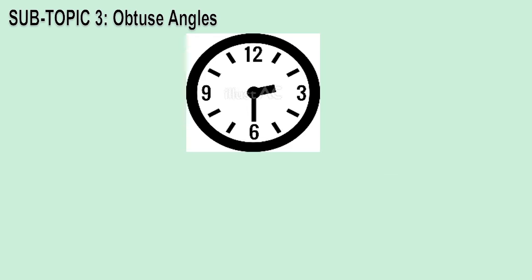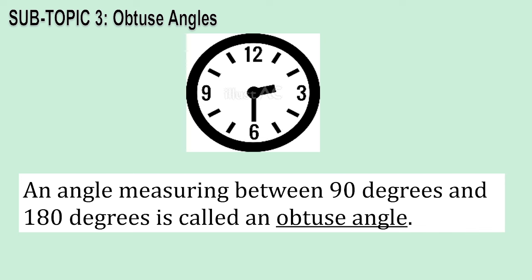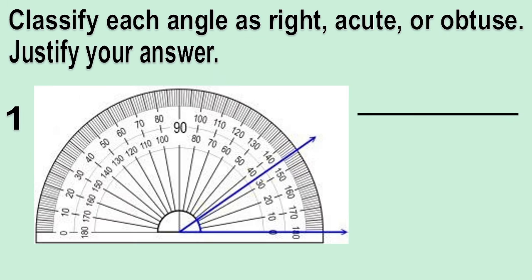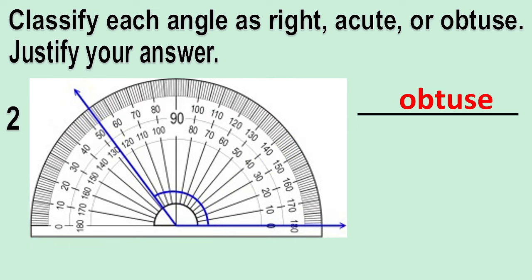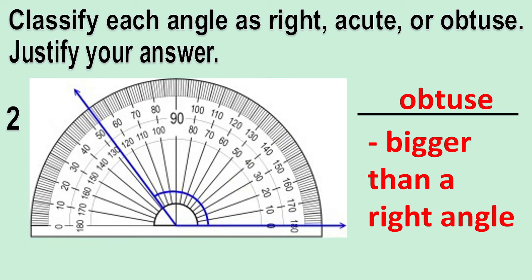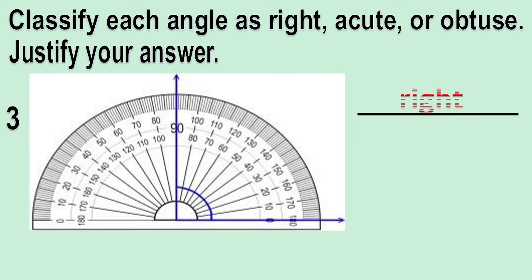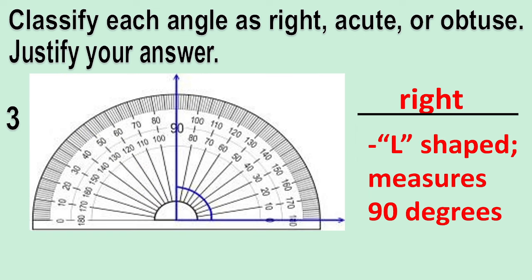Subtopic 3. Obtuse angles. An angle measuring between 90 degrees and 180 degrees is called an obtuse angle. Classify its angle as right, acute, or obtuse. Justify your answer. Number 1. This is acute angle because it is smaller than a right angle. Number 2. Obtuse, bigger than a right angle. Number 3. Right, L shape and measures 90 degrees.